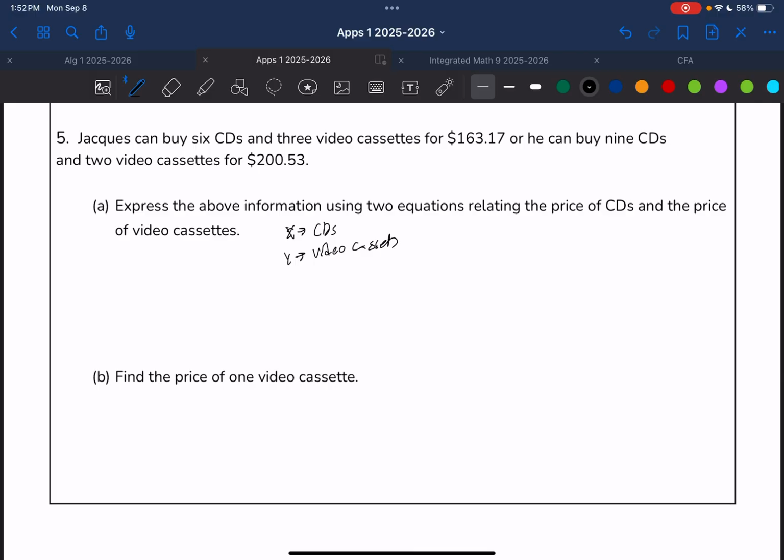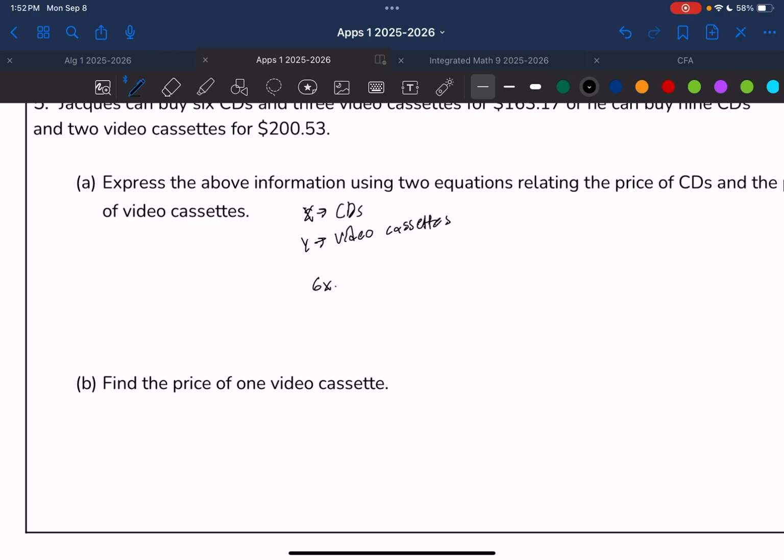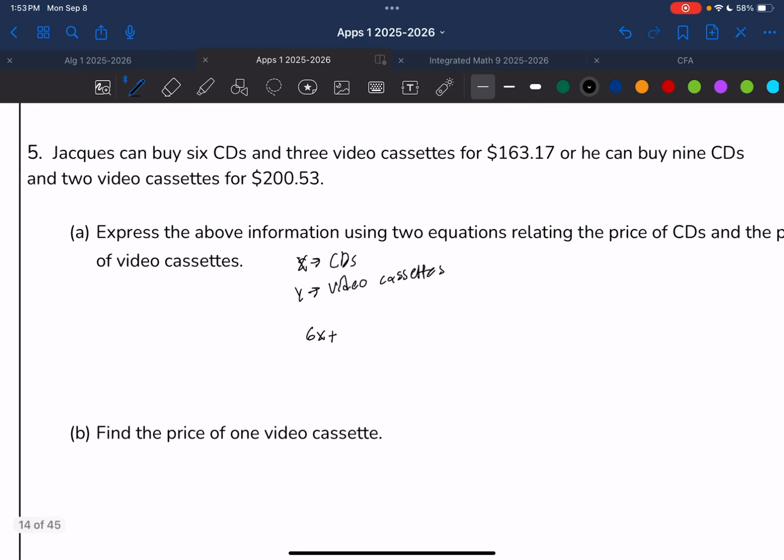Then based on the first bit of information here, 6 CDs, well, that's 6X with 3 video cassettes, so that's 3Y, is a total of 163.17. And then 9 CDs plus 2 video cassettes is 200.53.